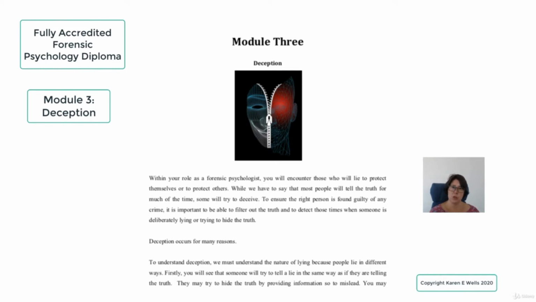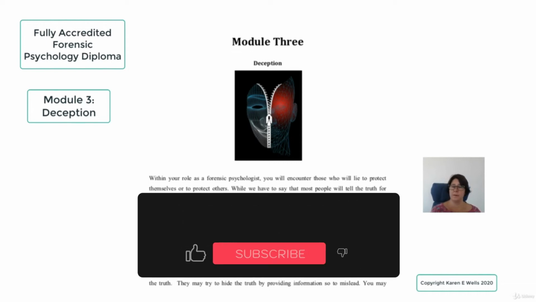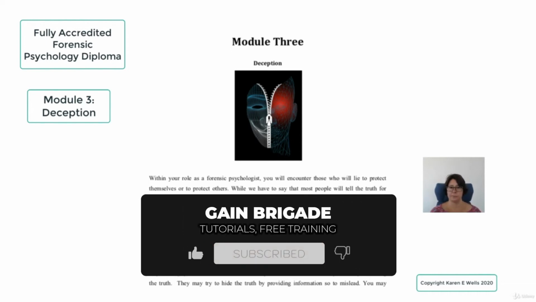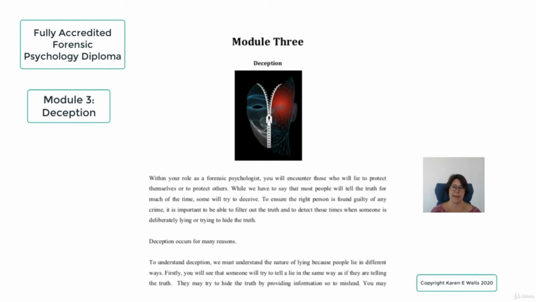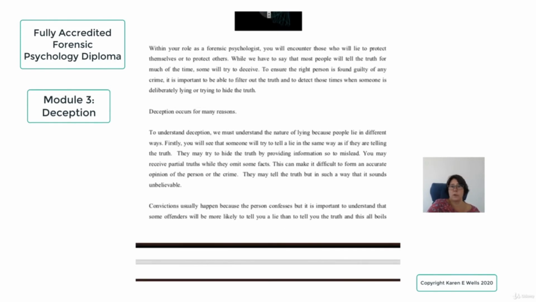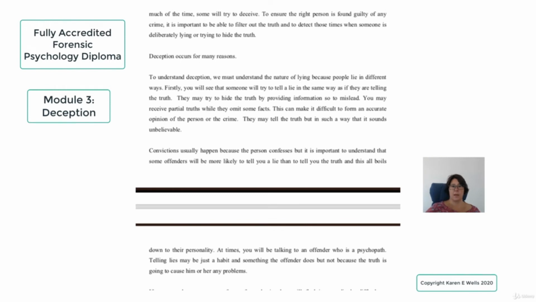Now, within your role as a psychologist, a forensic psychologist, you're going to encounter these people who will lie to protect themselves or to also protect others. Now, while we have to really say that people will tell the truth for most of the time, some will try to deceive. So to ensure that the right person is found guilty of any crime, it's important to be able to filter out the truth and to detect those times when somebody is really deliberately lying or trying to hide the truth. And deception, of course, can occur for many reasons.